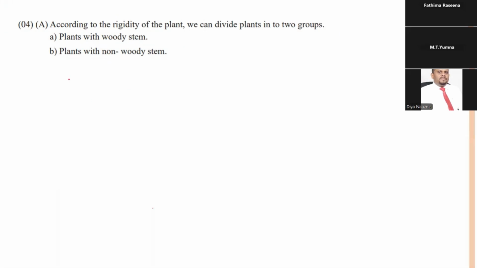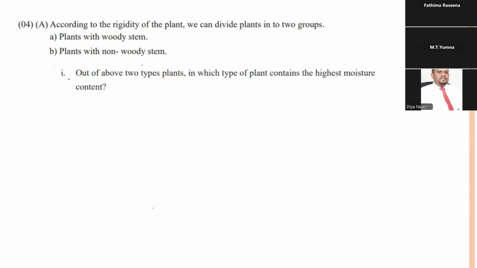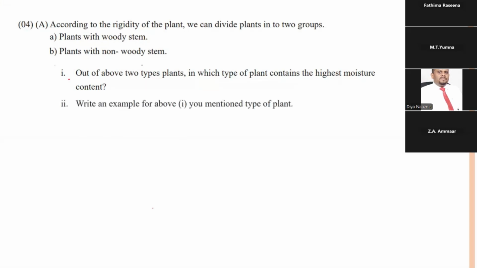So, the first question is, out of the two types of plants, in which type of plant does the highest moisture content occur? What is the answer there? Woody plant. In woody plants, right? So write an example for, you said woody plant. Are you sure about it?